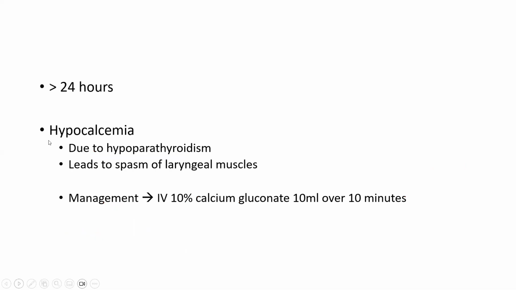More than 24 hours after surgery, hypocalcemia is the commonest cause for stridor. Hypocalcemia occurs due to hypoparathyroidism. With hypoparathyroidism, serum calcium reduces, and that can lead to spasm of laryngeal muscles. Management is what I told before: IV calcium, 10 ml of 10% over 10 minutes.